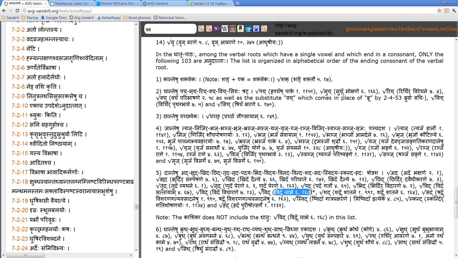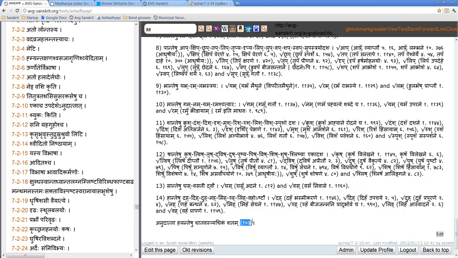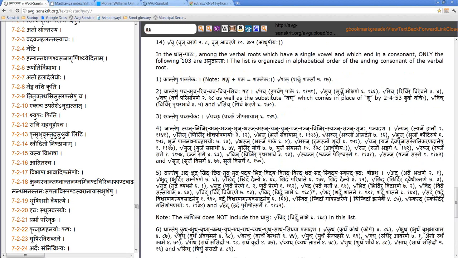According to Siddhanta Kaumudi and Mahabhashyam, this dhatu vidru labhe is anudattaha. So sometimes you may see this list is only 102, so 103, because this dhatu, vidru labhe, is taken in the Kashika not to be in this list, so it will be udattaha.